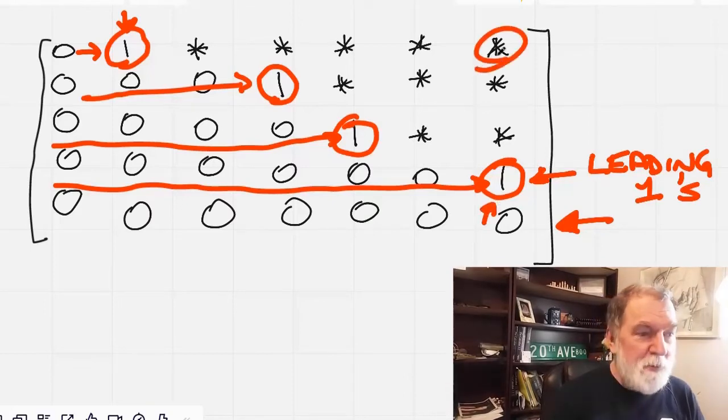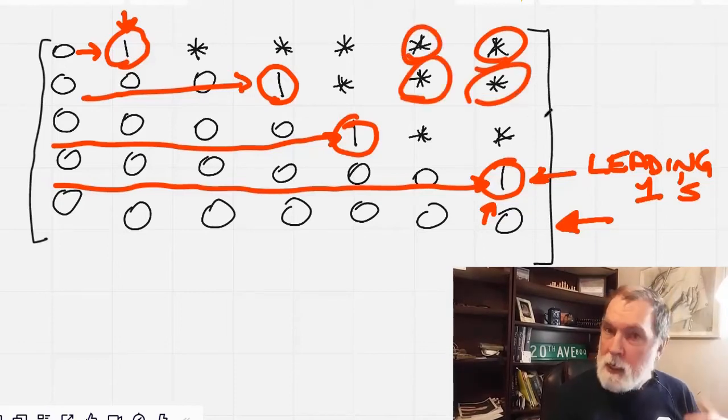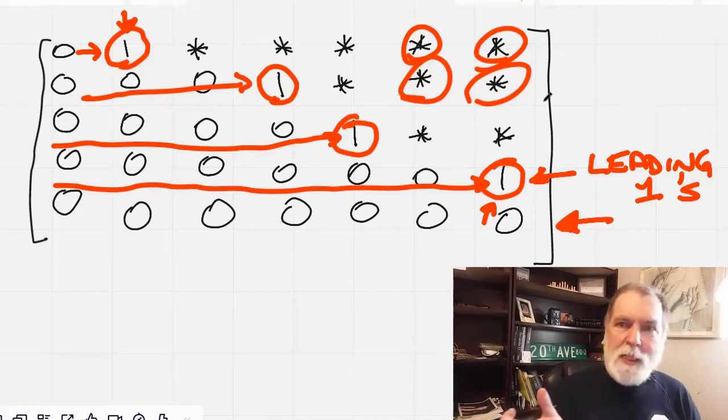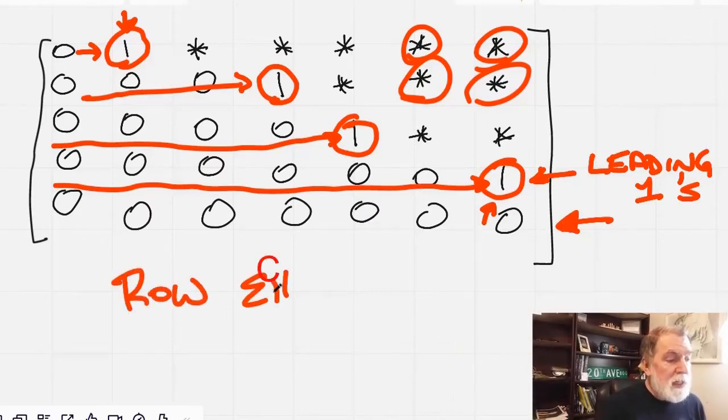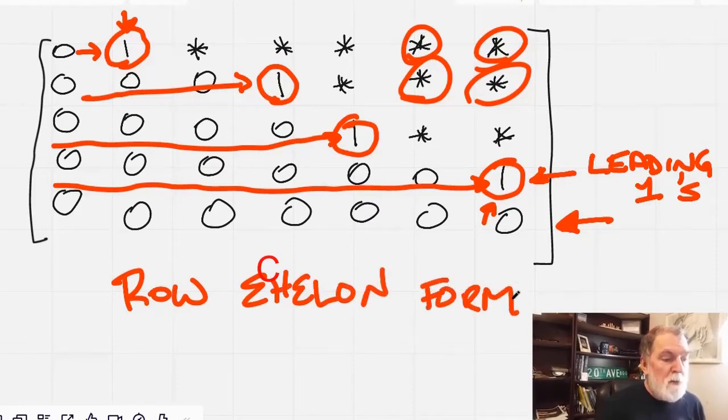Now, these asterisks, they can be anything. They could be 1s, they could be 0s, they could be whatever elements we would have in this matrix, any numbers. But a matrix in this form is so important, we give it a name. It is a row echelon form of matrix. These 1s are key. They are what make it so beautiful, because they allow us to describe all of the variables in terms of one another.